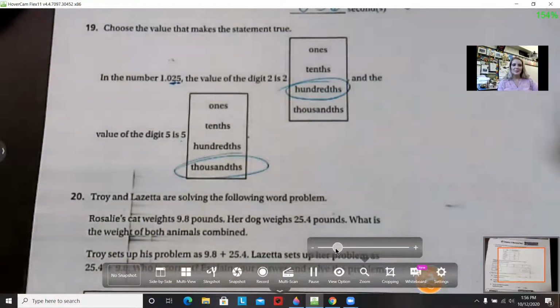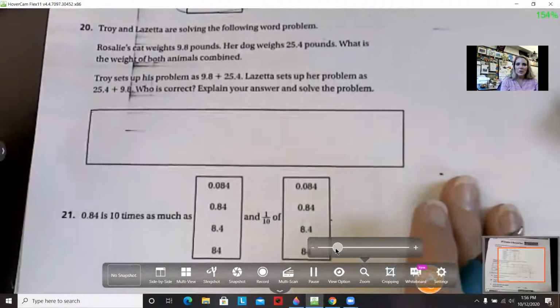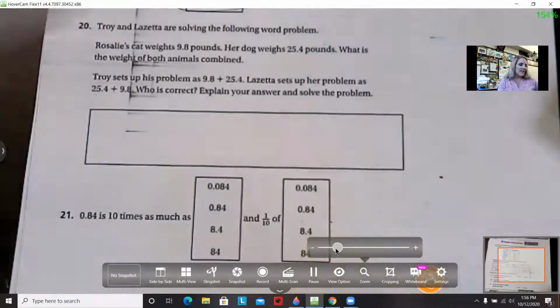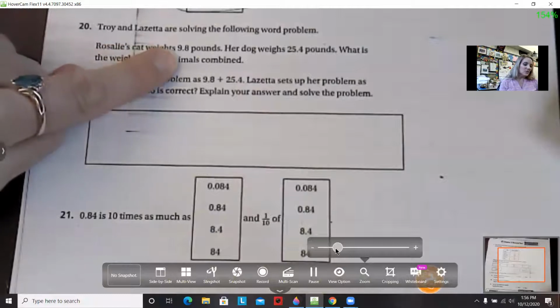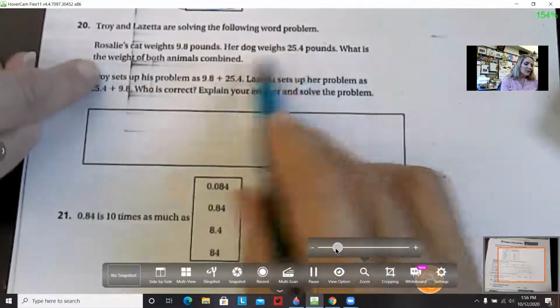Yes, yes, yes. Okay, for number 20, Troy and Lizetta are solving the following word problem. Rosalie's cat weighs 9 8/10 pounds. Her dog weighs 25 4/10 pounds. What's the weight of both animals combined?